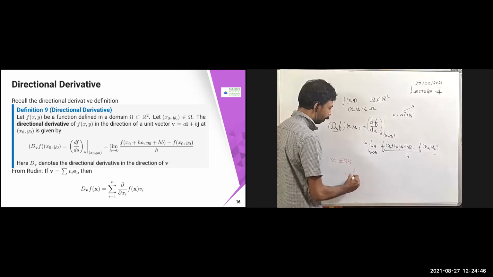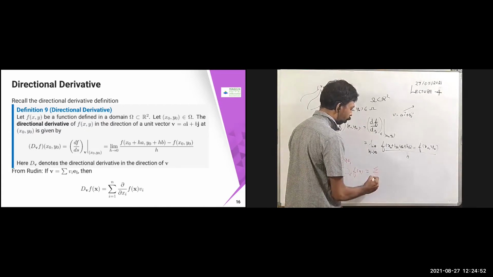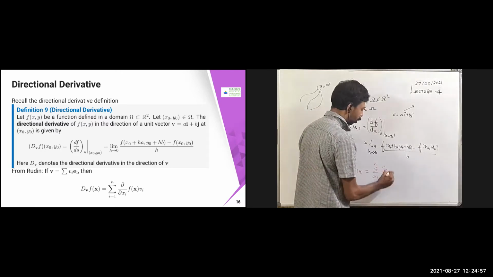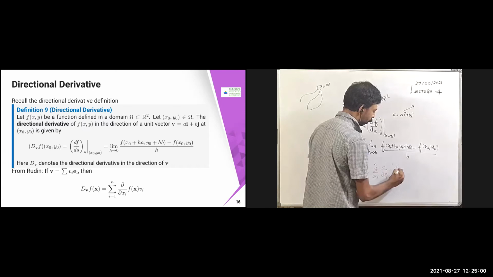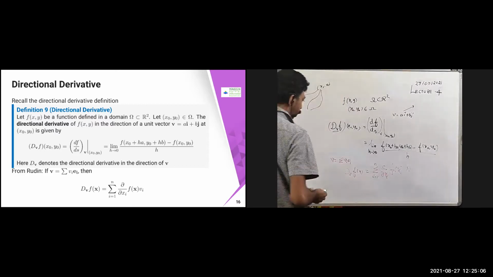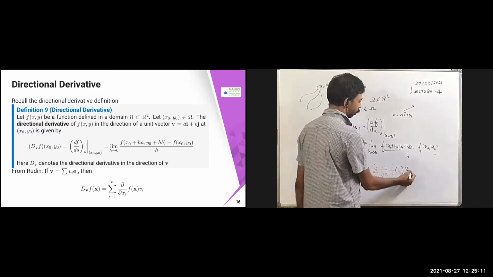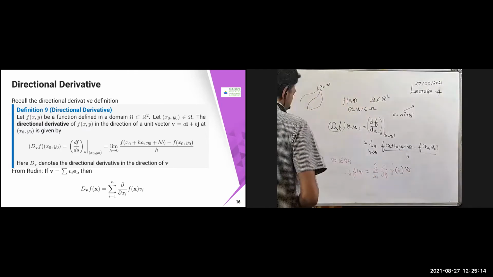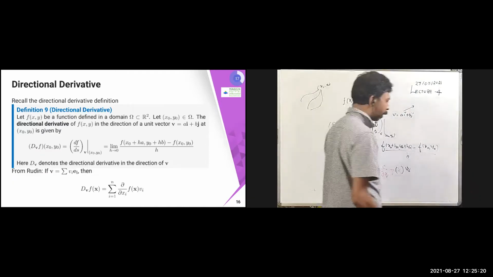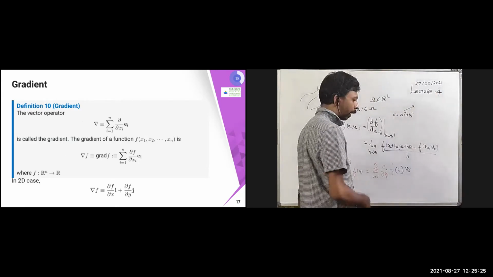So D_v f(x), almost the same, both are the same. He used to define it like this: summation i equal to 1 to n of ∂f/∂xᵢ (x) into vᵢ. This is what he used to define. This is the general setting. Both are equivalent. Now we are going to use this Rudin definition. So this is the directional derivative. In the entire lecture we'll be using this one.